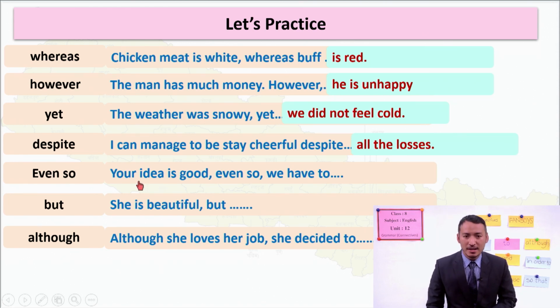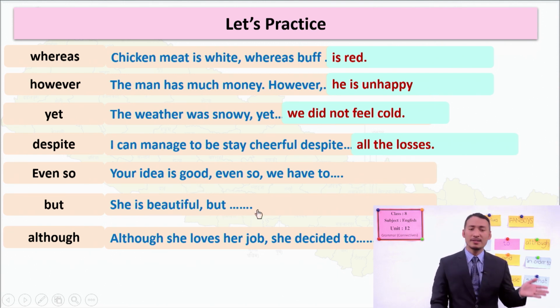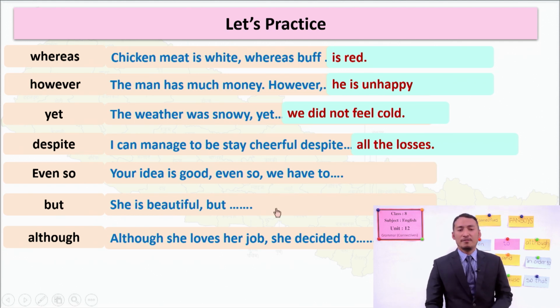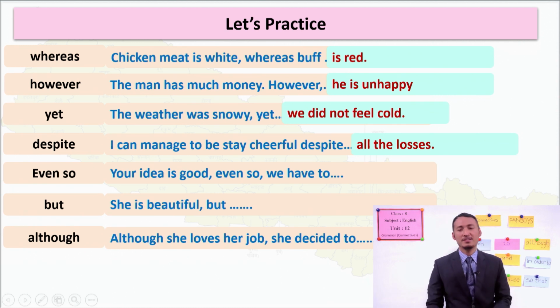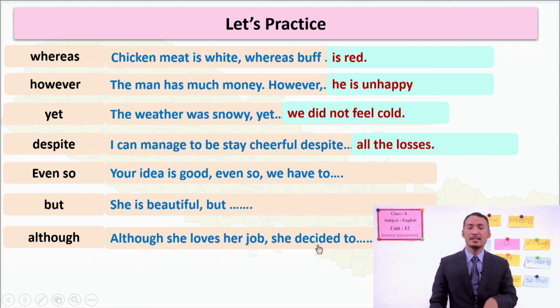Now you can guess. Your idea is good, even so we have to ask our teacher or our parents. You can add here: She is beautiful, but she is rude, or you can add something that is opposite from her beauty. Although she loves her job, she decided to. When you love your job, you need to continue it. But if you decide to quit it, then it's unexpected. So you can say she decided to quit.